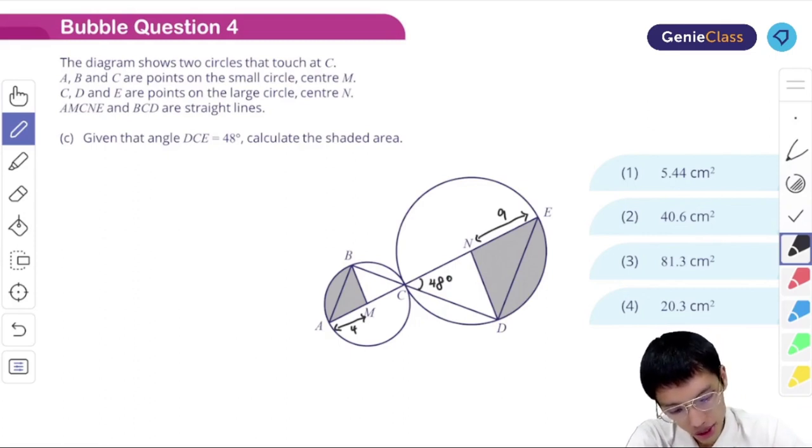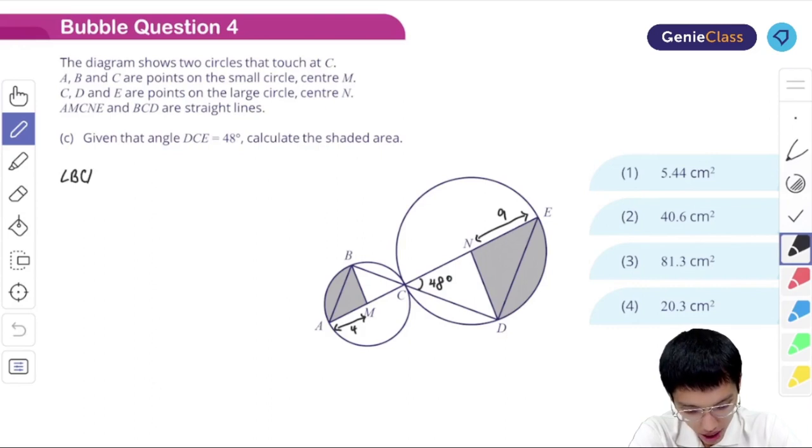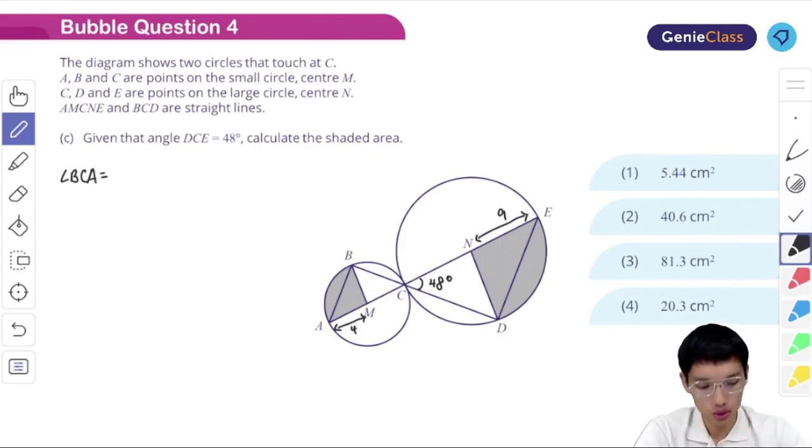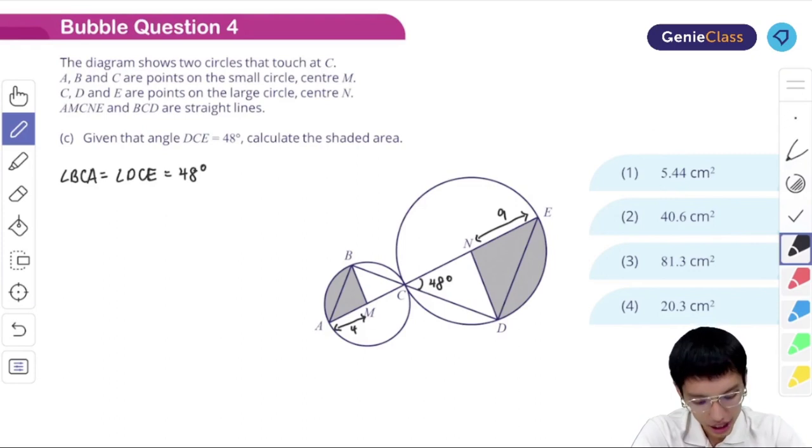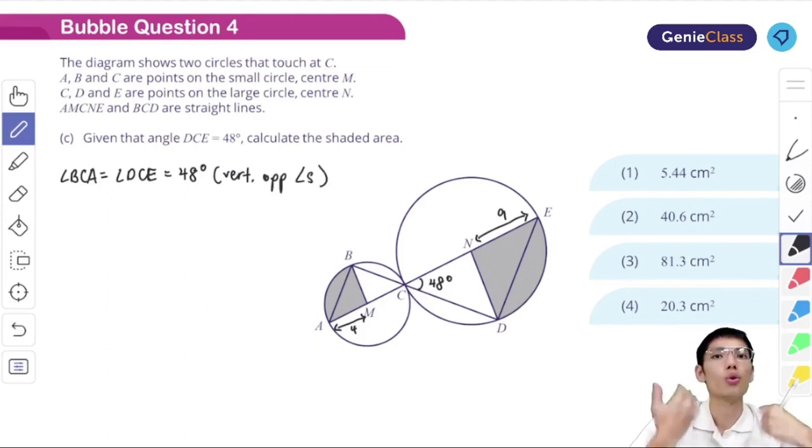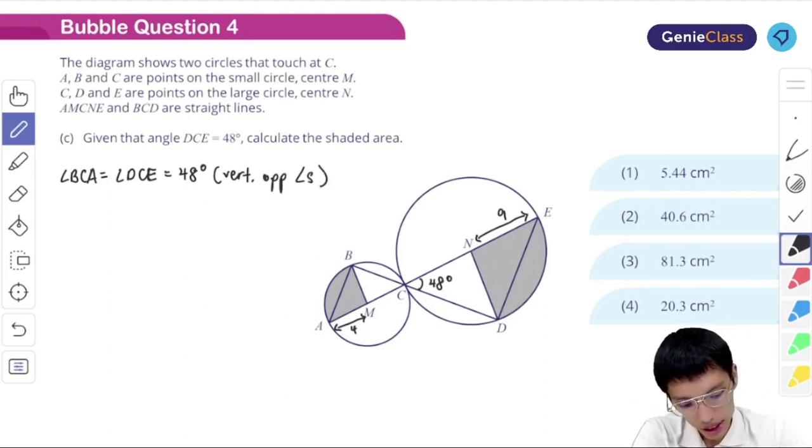angles, you realize both of them are the same. What do I mean? You have angle BCA is equals to angle DCE. This is equals to angle 48 degrees. What did I say? Angle 48 degrees. Again, you have to say the reason to why they are equal, because vertically opposite angles. Write it out. Okay. Next one.